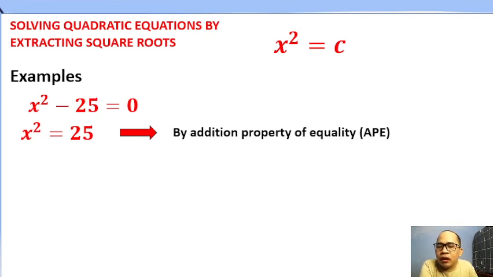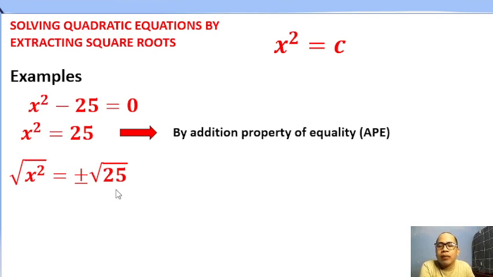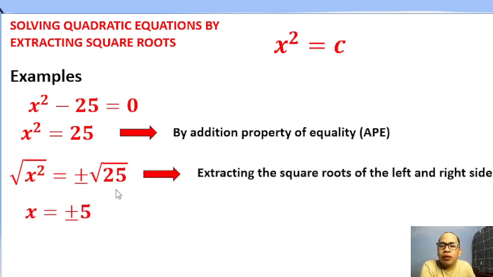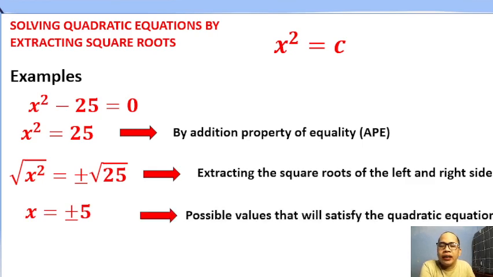We have to take the square root of both sides. So, again, this square root and square will be cancelled. So, x is all that is left. Then, 25 is a perfect square. So, the square root of 25 is equal to 5. Okay. And those are the possible values that will satisfy the quadratic equation. This means these are our roots, our solutions, our answers for the value of x.